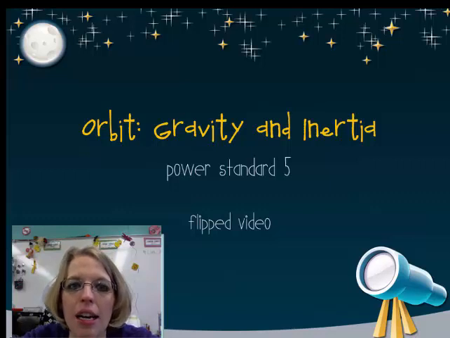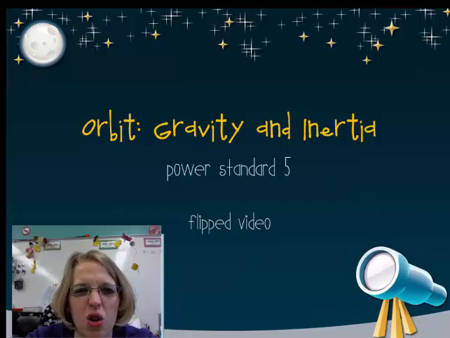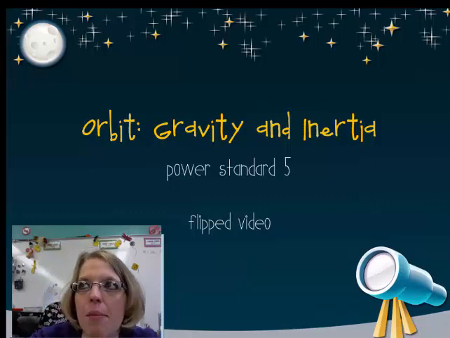There is not a note guide, so go ahead and put on the top of your notebook paper the title, this in yellowish orange there. It says orbit, gravity, and inertia, and put today's date.